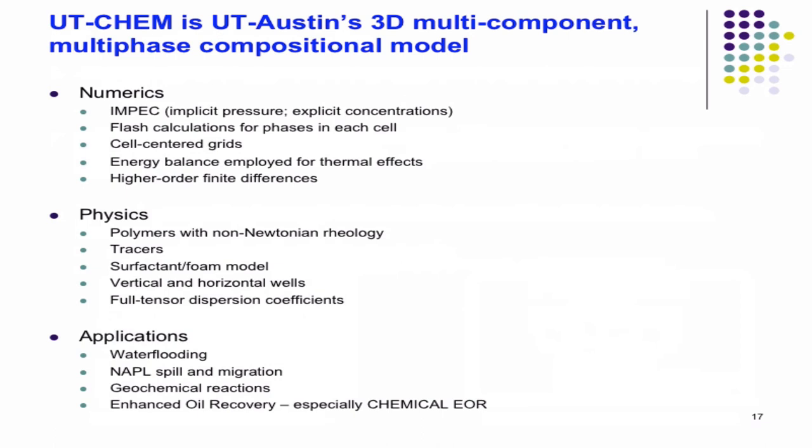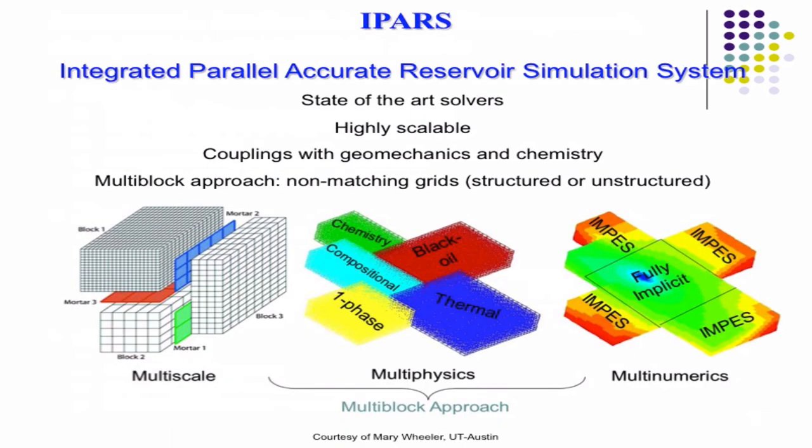Mentioned UT-Chem earlier. It's the multi-component, multi-phase compositional model that, in particular, is very, very good at chemical EOR. We have some of the world's foremost experts in chemical EOR here, but there are just some details about UT-Chem, which you can download, and companies do. IPARS, this is Mary Wheeler's group, her code.